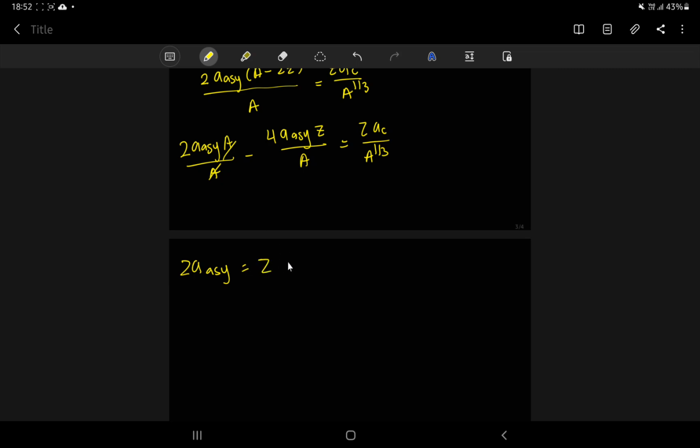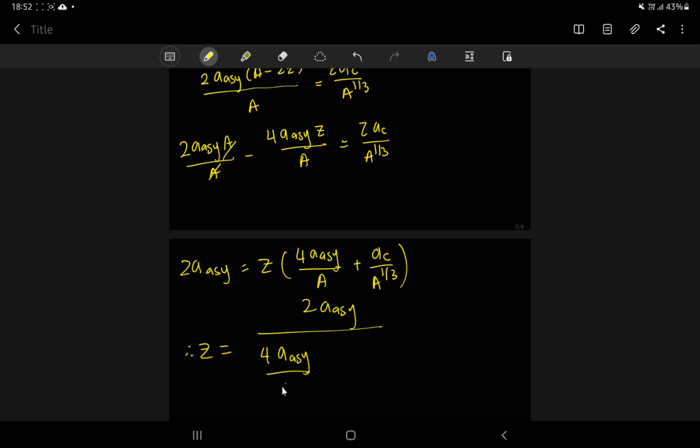So let's make Z the subject. Z times (4A_asym over A plus A_C over A to the power of 1/3) equals 2A_asym. Which means Z is 2A_asym divided by the whole term, 4A_asym over A plus A_C A to the power of 1/3. So this is A_C, right?